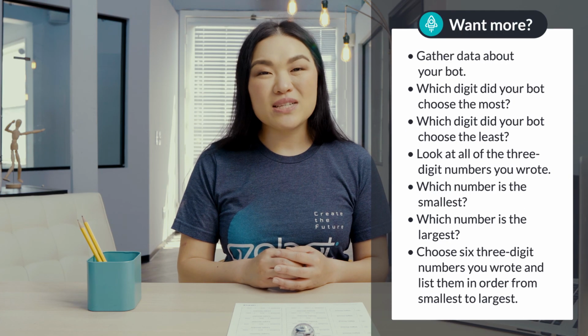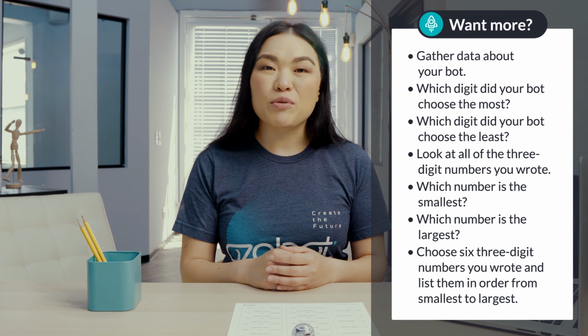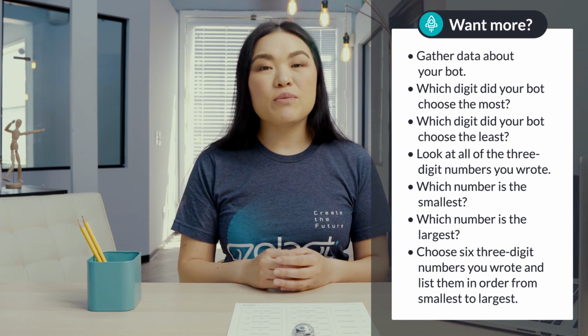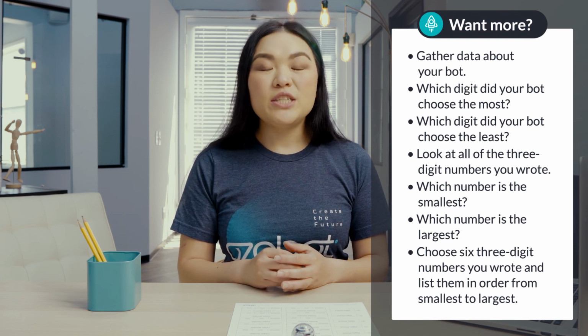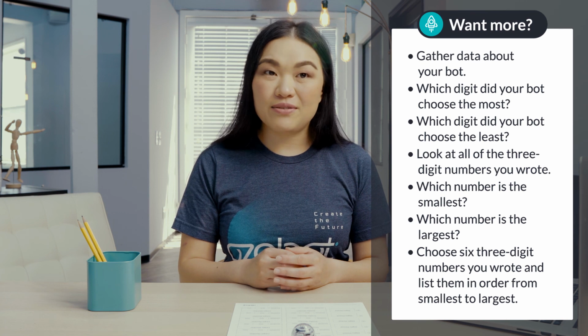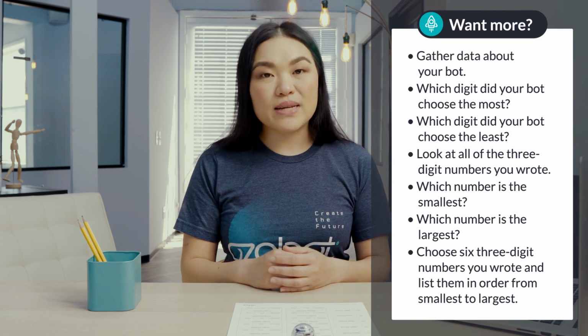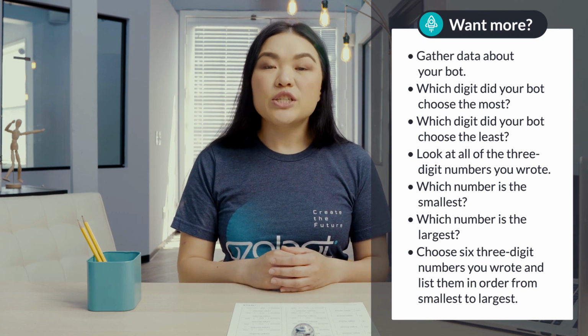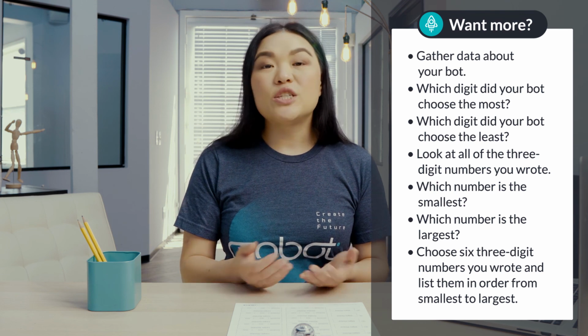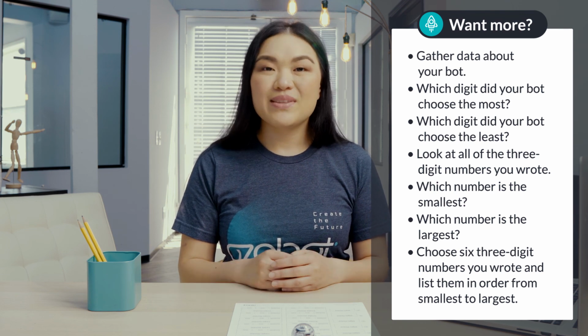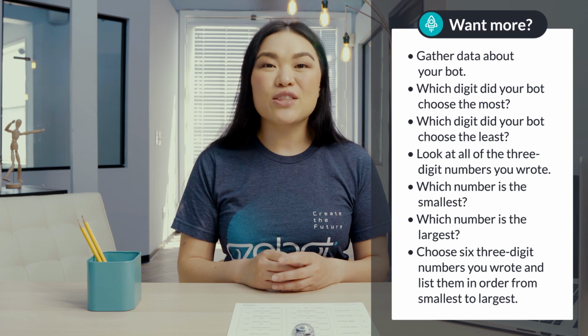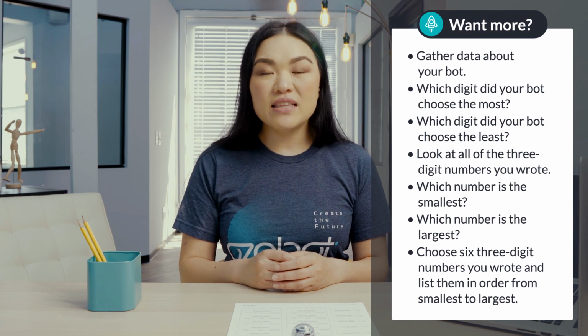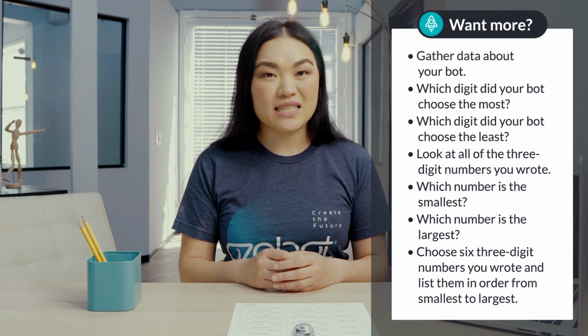If you're looking for more to do, you can gather data about your bot. Which digit did your bot choose the most of? Which digit did it choose the least of? Look at all of the 3-digit numbers you wrote. Which number is the smallest? Which number is the largest? Or you can choose 6 3-digit numbers you wrote and list them in order from smallest to largest.